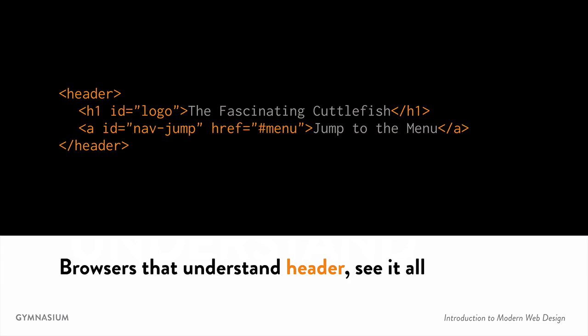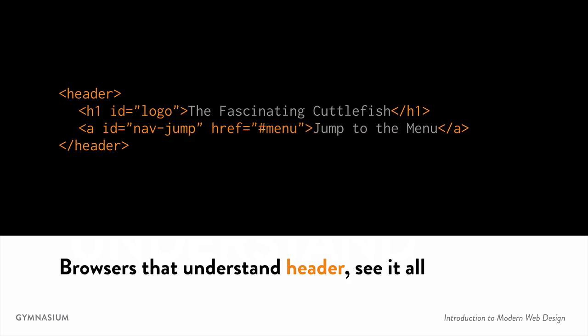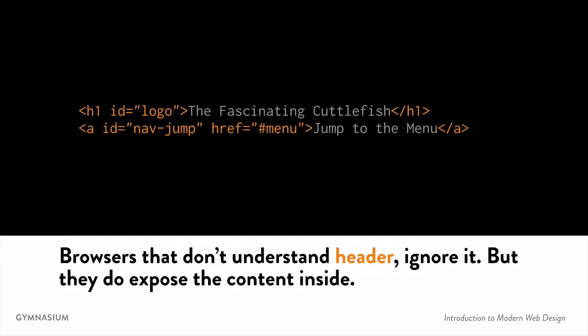Now how this plays out in terms of our markup example is that browsers that understand the header element will see the entirety of this markup. They'll see a header, and then inside of the header they'll see an H1 and an anchor. Browsers that don't understand the header element will ignore it entirely, but they'll expose the contents inside. This is an important feature of HTML, and it's what allows the language to evolve over time.